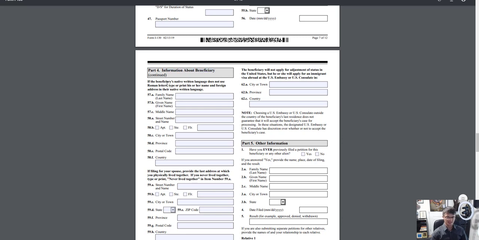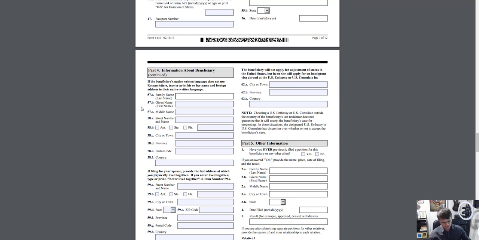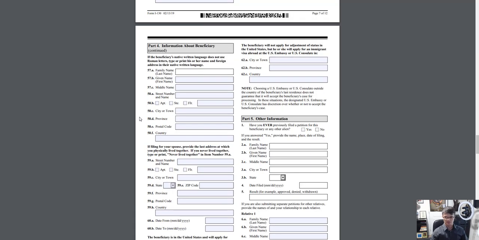If the beneficiary's native written language does not use Roman letters, type or print his or her name and foreign address in their native written language. So for example, let's say your beneficiary is Russian, and they have some documents showing their name in Russian. Now it's very similar to English, but some letters, because it's Cyrillic, are a little bit different. So that's where you will put it, in that language, in the Russian language. Just an example.